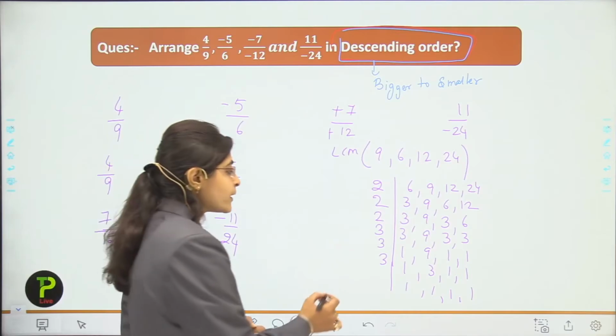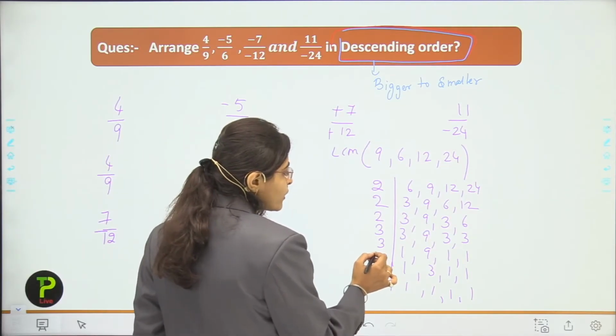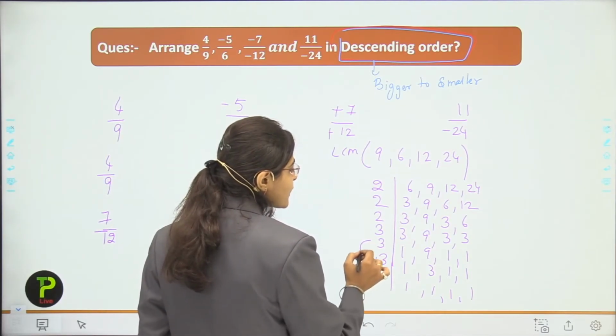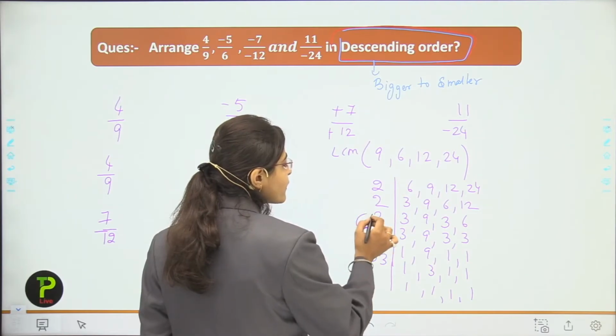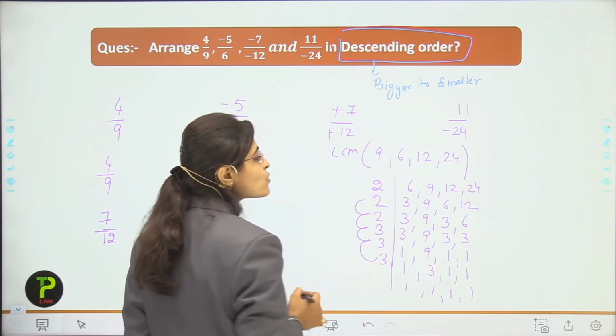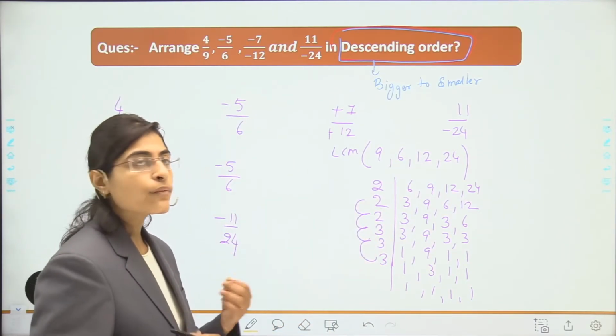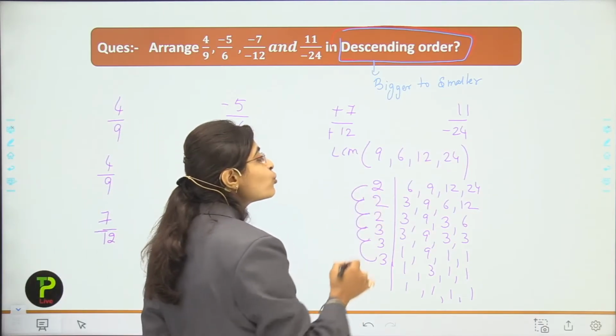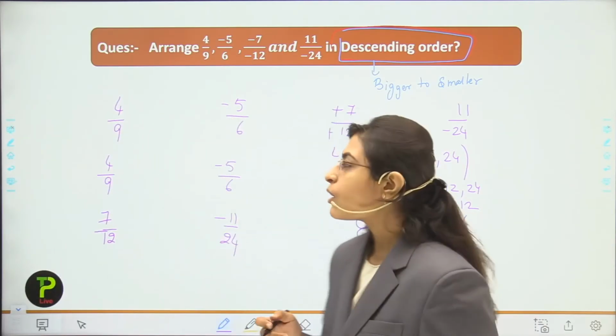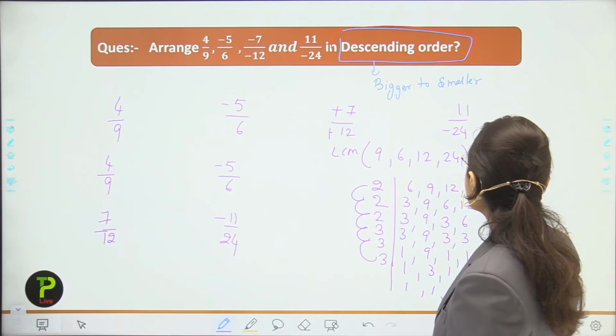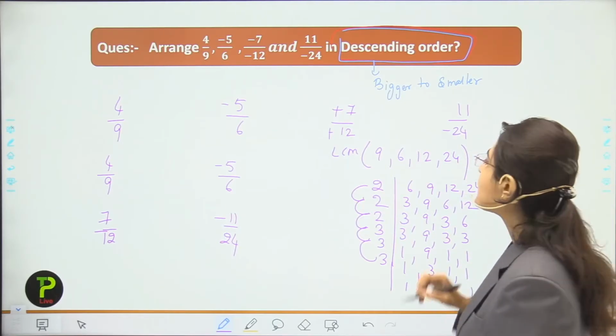Done. So here let us multiply them. 3 3s are 9, 9 3s are 27, 27 2s are 54, 54 2s are 108, and 108 into 2 will be 216. Alright. So here LCM is 216.